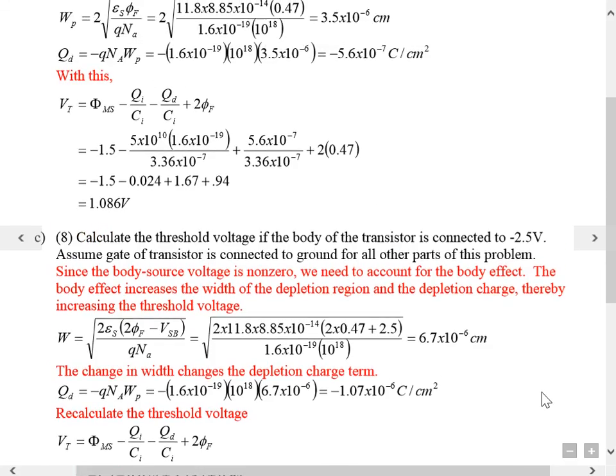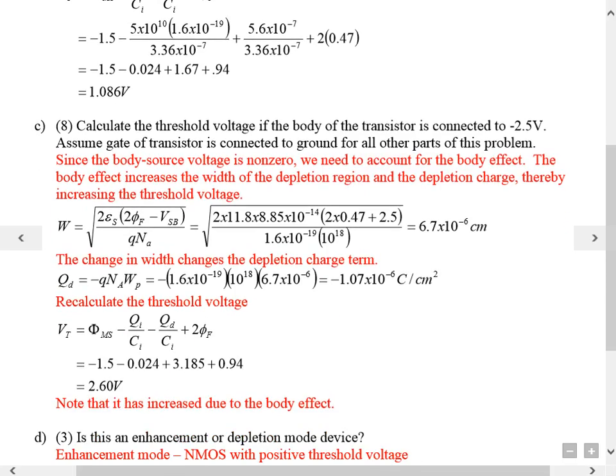Notice that when you doubled the width of the depletion region, going from here to here, you also doubled the depletion charge. This is 5.6 times 10 to the negative 7. This is 1.07 times 10 to the negative 6. So you basically doubled the depletion charge, and that will increase your threshold voltage.